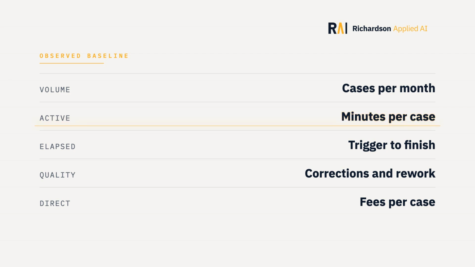Then calculate a basic monthly current cost. Monthly cases multiplied by active hours per case multiplied by the loaded hourly rate, plus direct fees and expected rework cost. If cases vary, use a range or calculate separate case types. Do not force a clean average onto a messy process. This is not a promise of savings. It is a baseline. After a pilot, compare the new workflow with the same measures and include the maintenance, review, failure recovery, and provider costs required to keep the system working.